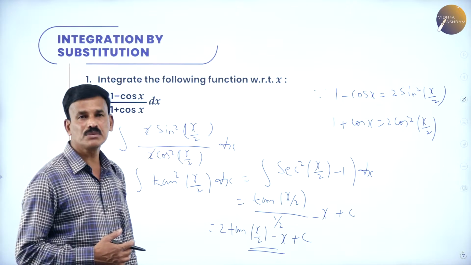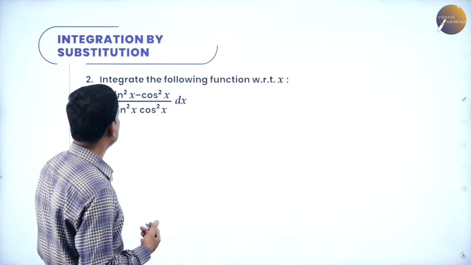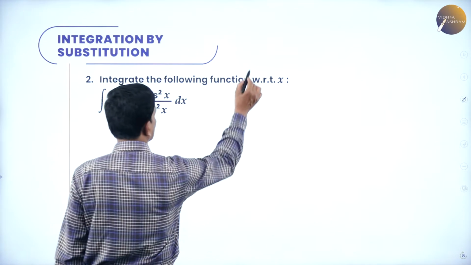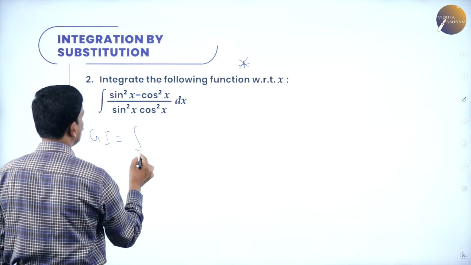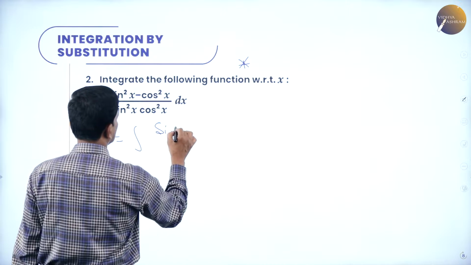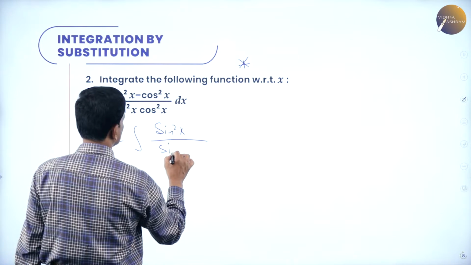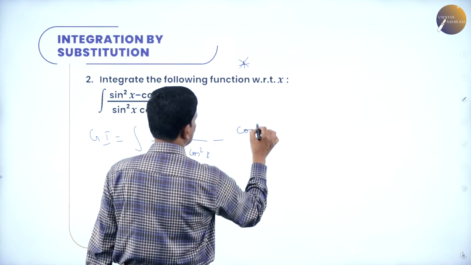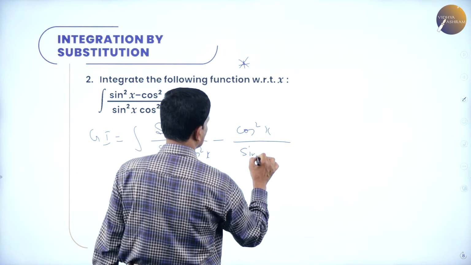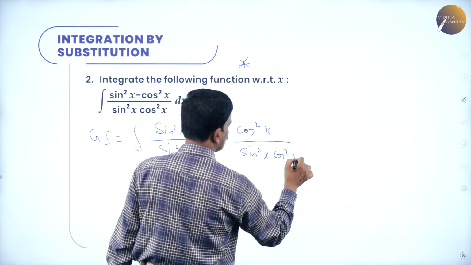Okay. Now let us come to the next problem. Now integrate the following with respect to x. This is also a very important problem. Now very simple, the given integral can be written using term by term division: sin square x divided by sin square x cos square x, minus cos square x divided by sin square x into cos square x, dx.